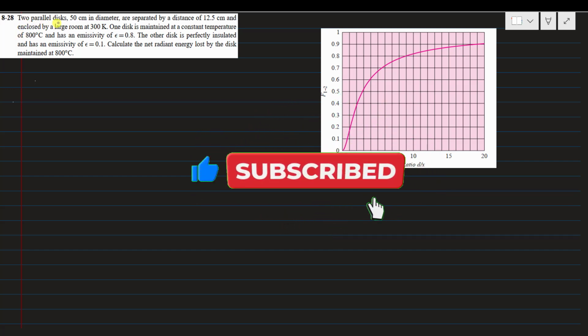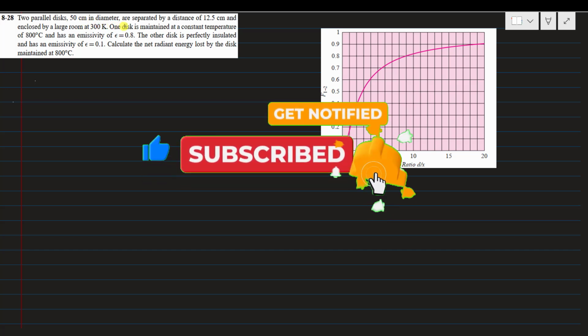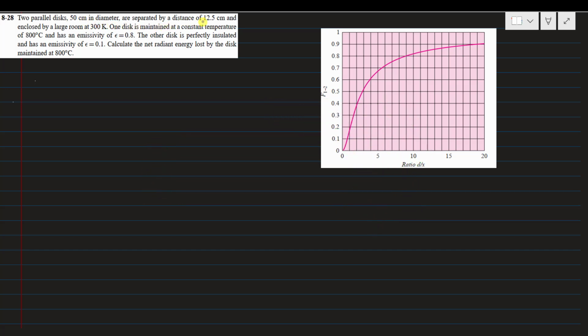Two parallel discs 50 centimeter in diameter are separated by a distance of 12.5 centimeter and enclosed by a large room at 300 Kelvin. One disc is maintained at a constant temperature of 800 centigrade and has an emissivity of 0.8. The other disc is perfectly insulated and has an emissivity of 0.1. Calculate the net radiant energy lost by the disc maintained at 800 centigrade.